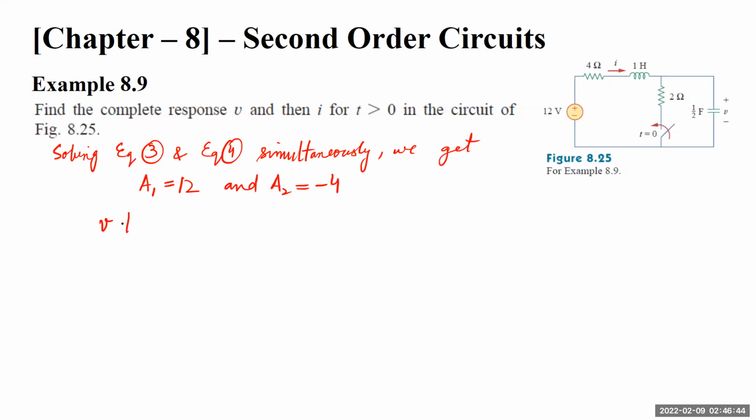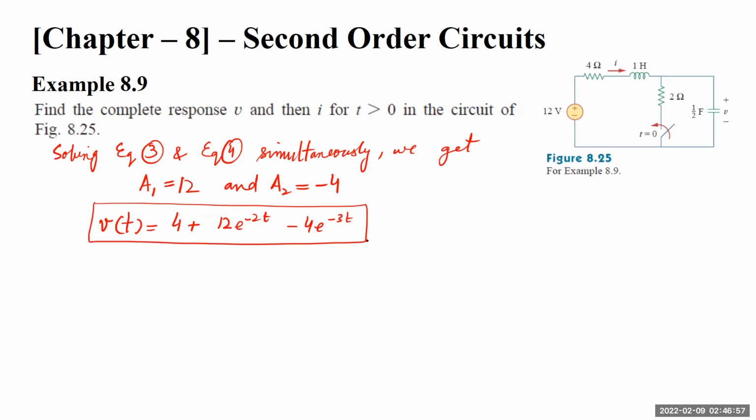So my voltage value will be 4 plus 12 e raised to power minus 2t minus 4 e raised to power minus 3t. So this will be the value for the answer for the voltage. So complete response for voltage would look something like this.